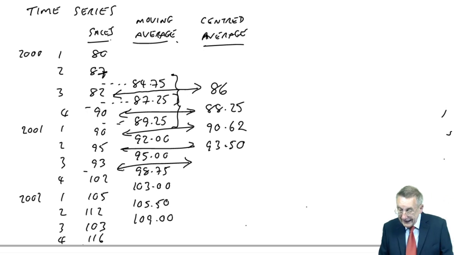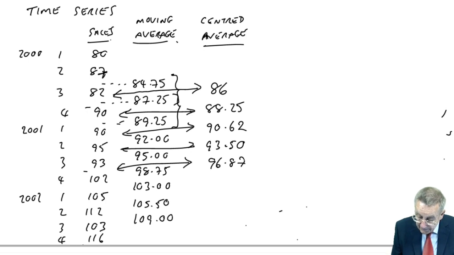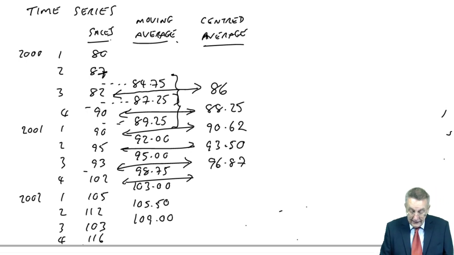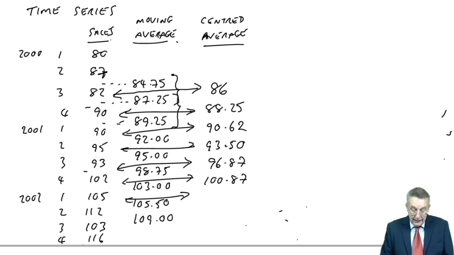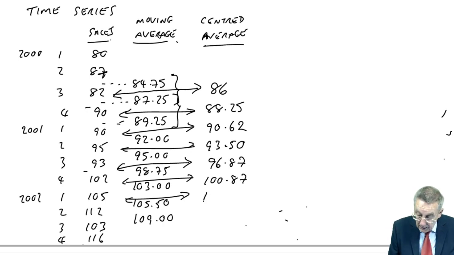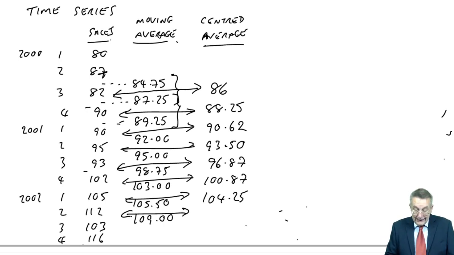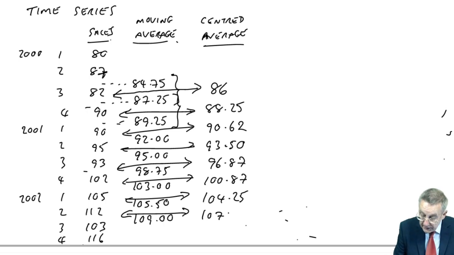The next 2, 95 plus 98.75, 96.87. The next 2, 100.87. The next 2, 104.25, and finally 107.25.